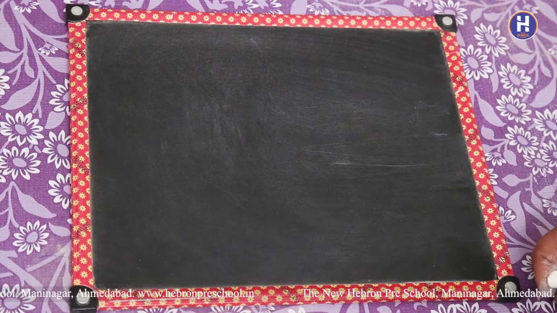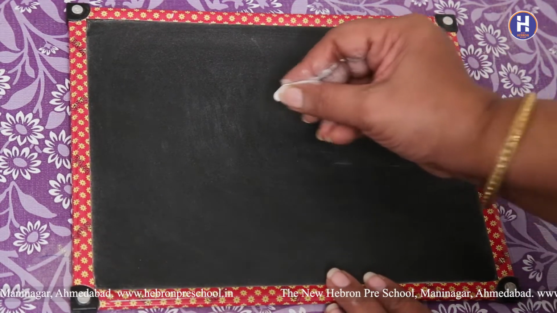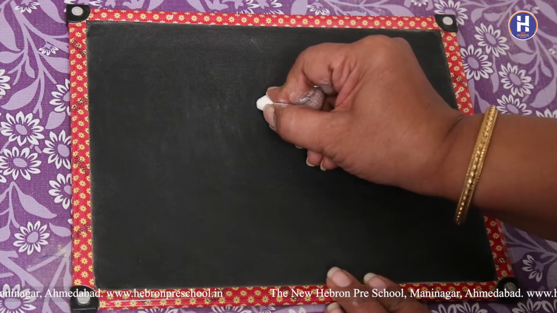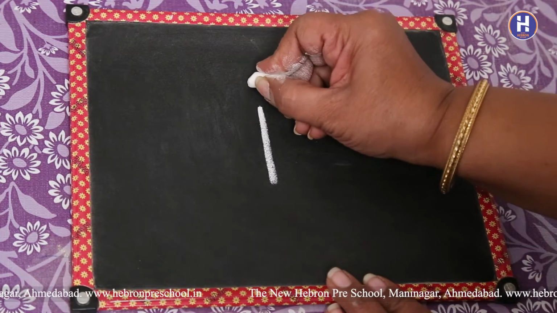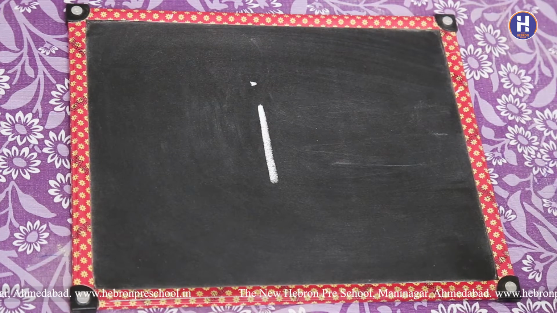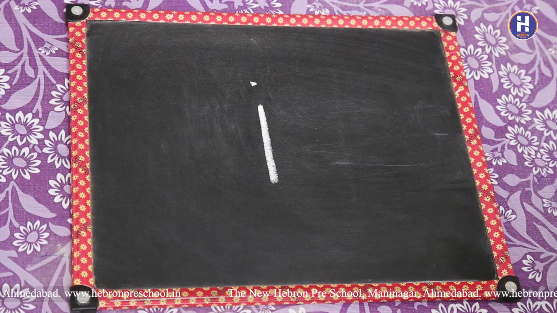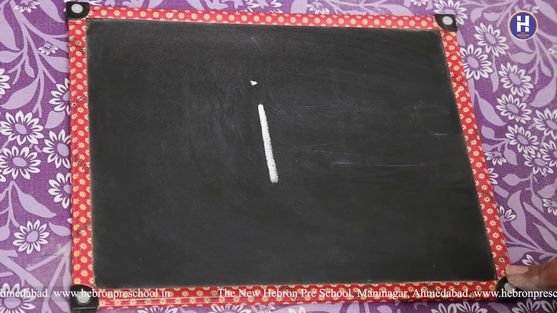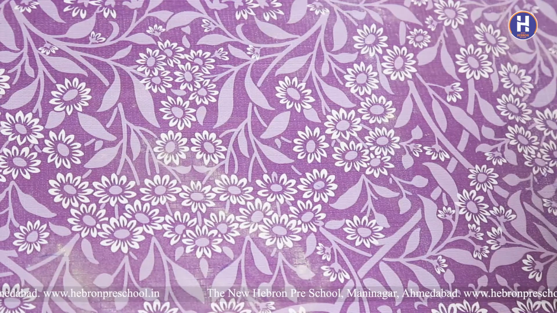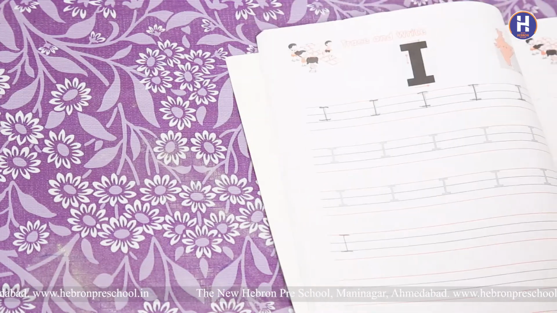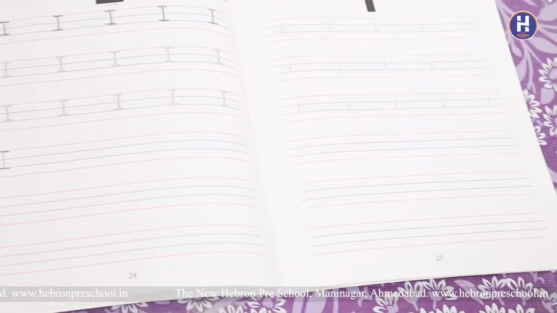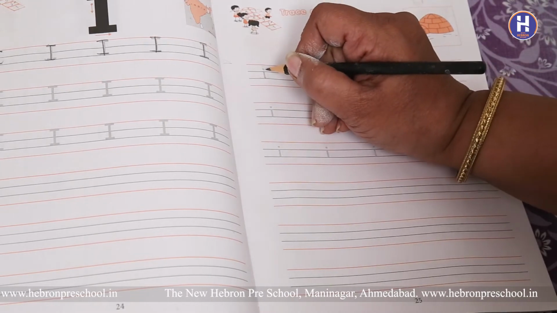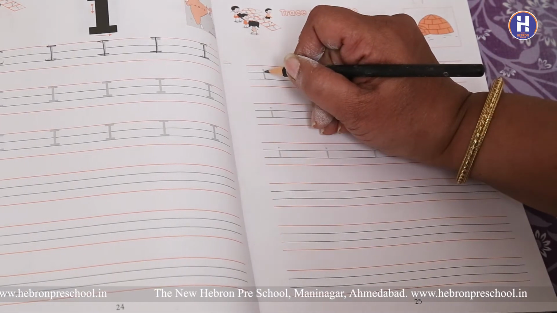Now we will trace small alphabet I on slate. First you have to make a standing line and a dot. This is small I. After completing your tracing work, you have to write in your hand supplementary book page number 25.